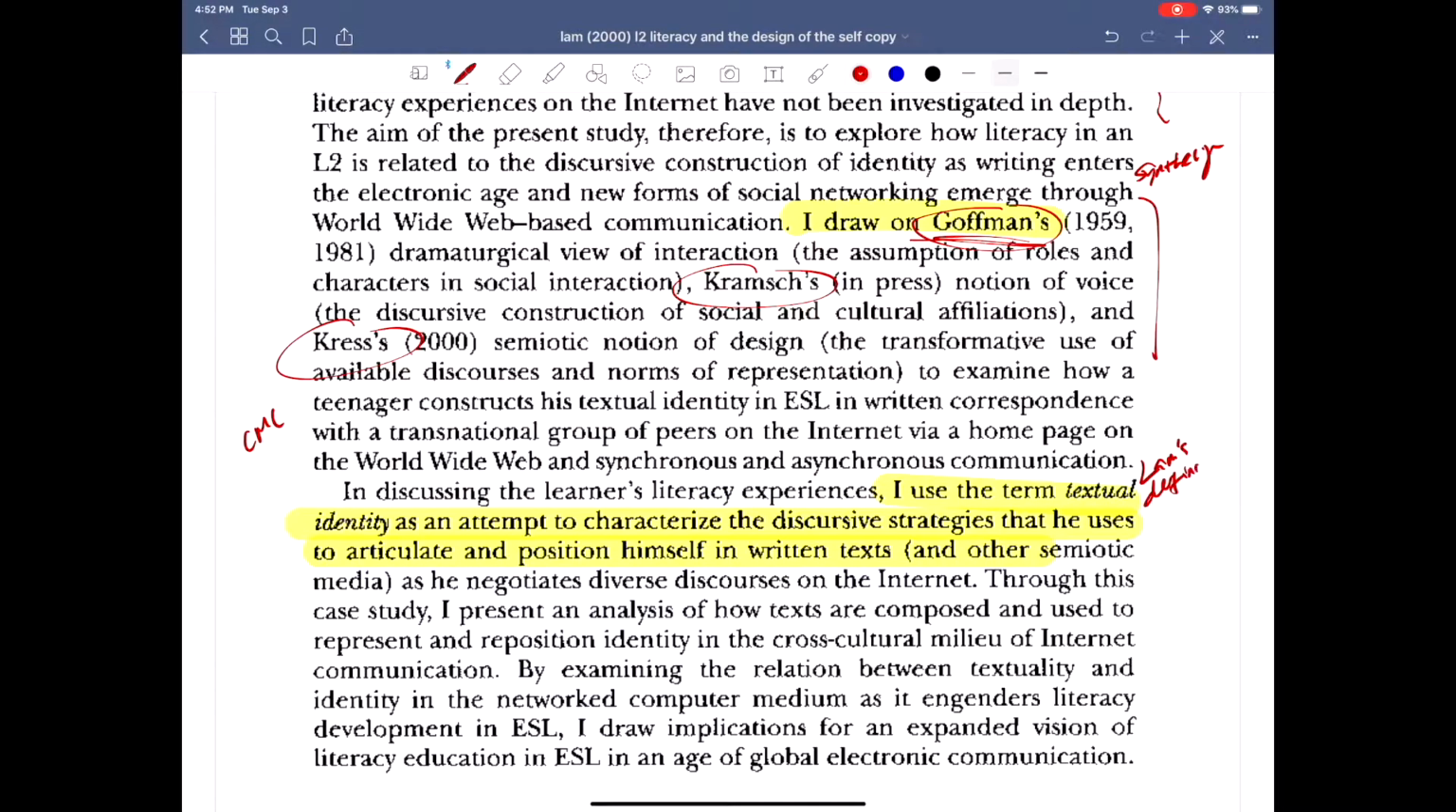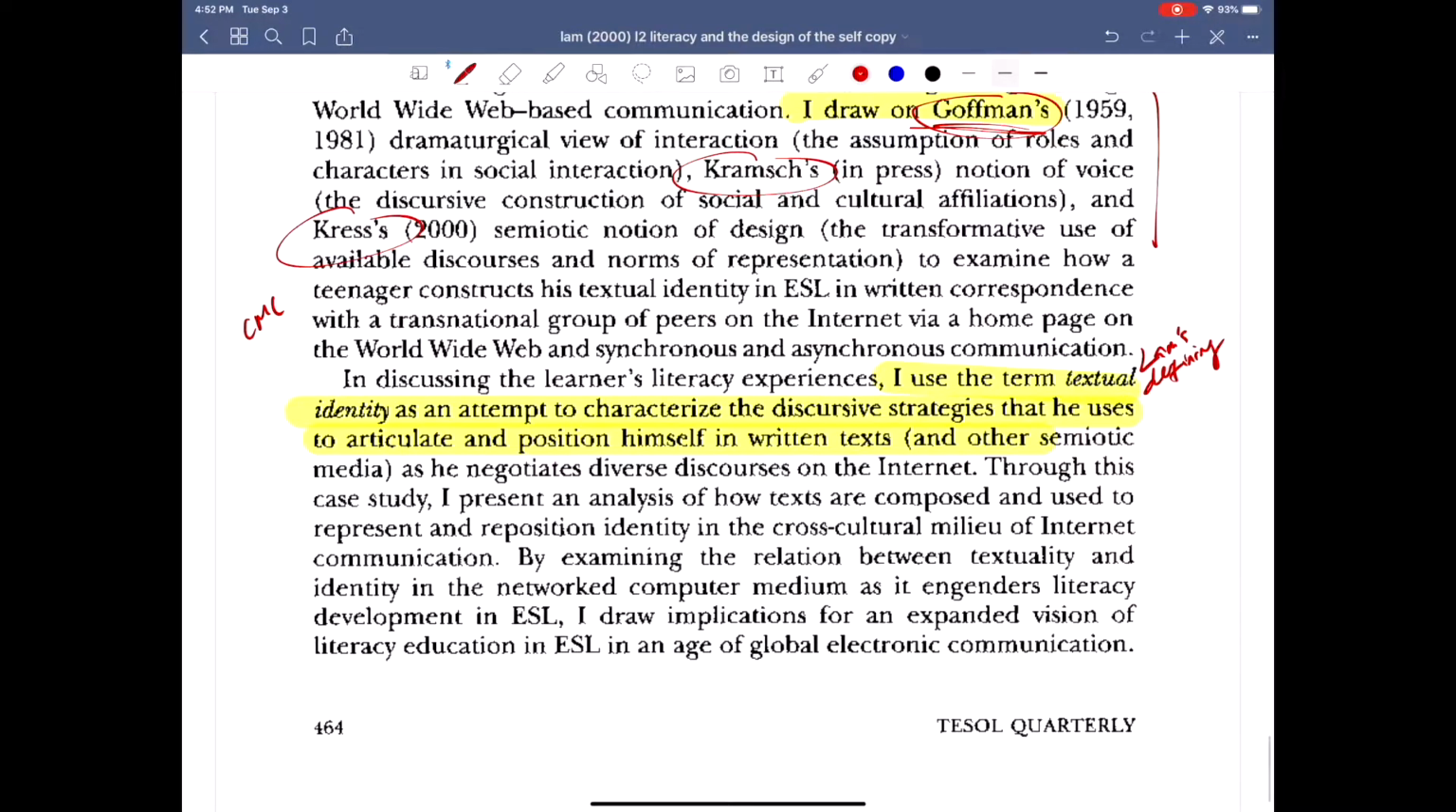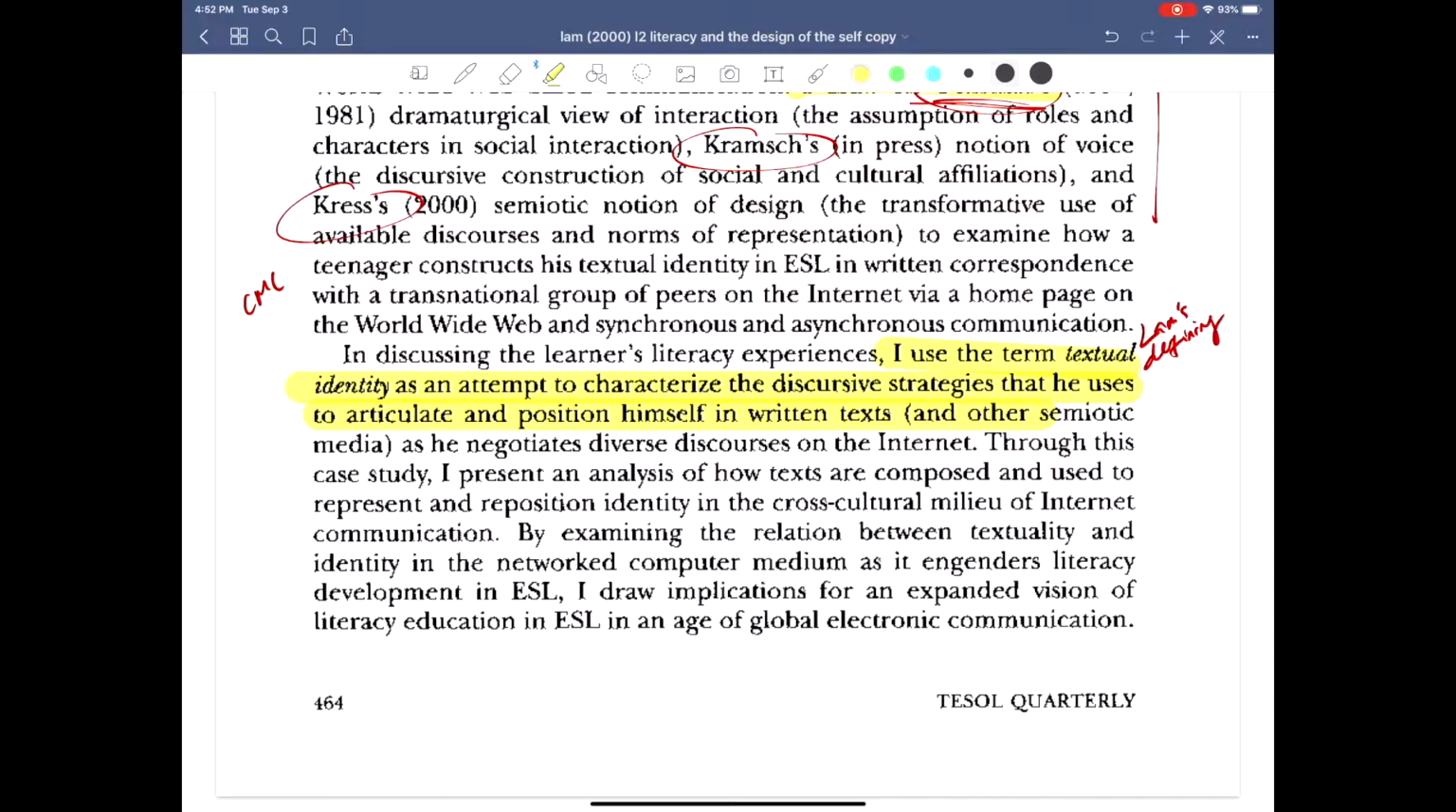Lamb, the author, is defining it. And then here she says, this is introducing the next part of the paper. This is clearly extending. Extending is when you build on and transform another's claims and methodology. So she's using an expanded vision in the age of a global electronic community. She's taking literacy research and global communications and combining them.